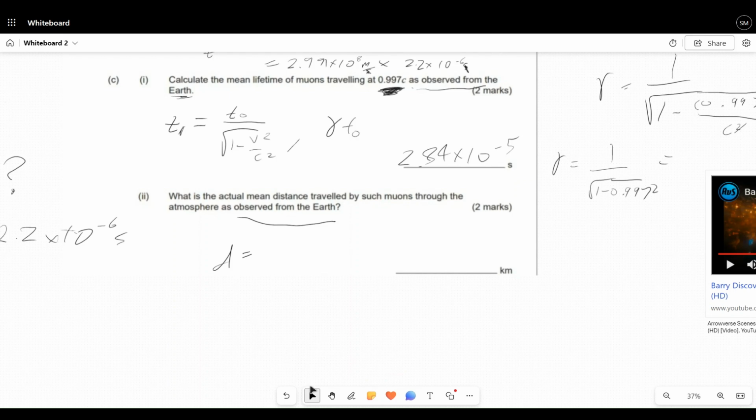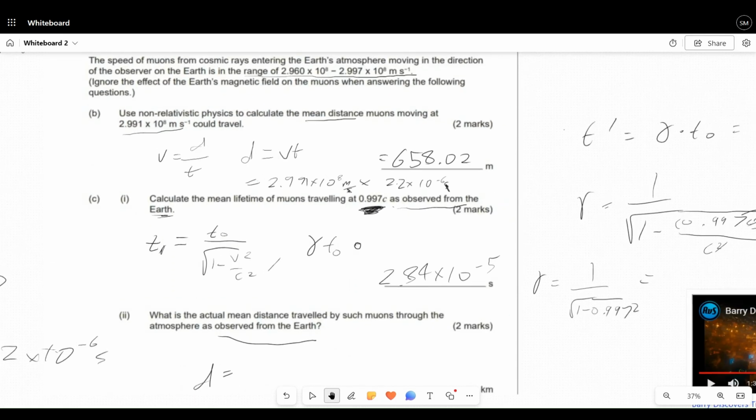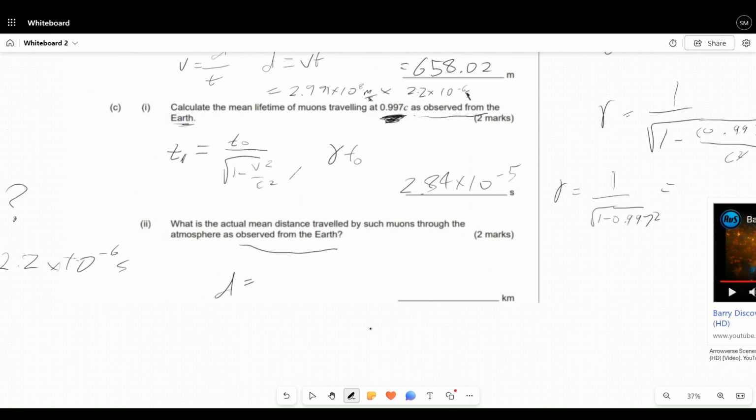Which we've used up here. Distance equals velocity times time, but this time, our time is a different value. The velocity is the same. The velocity is this velocity, but our time is t prime, right? It's the dilated time, so that everything here is from the same frame of reference.